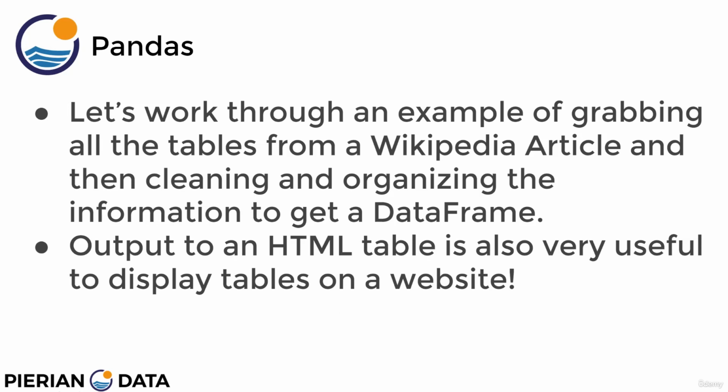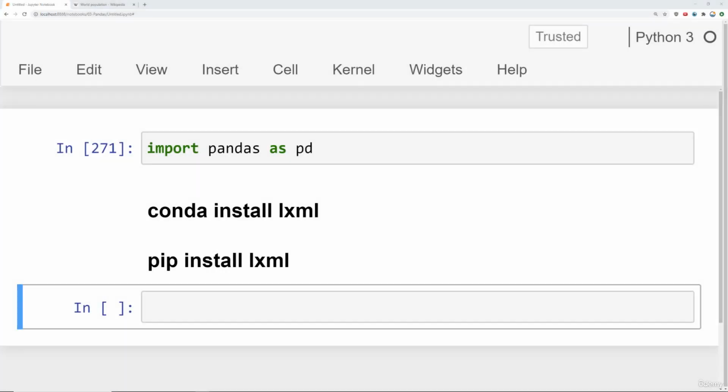Okay, so what we're going to do is work through an example of grabbing all the tables from a Wikipedia article and then cleaning and organizing the information to get a data frame. And then we'll also show you how to output a data frame to an HTML table, which is really useful if you plan to display tables on a website. Let's get started. Okay, so here I am at the Jupyter Notebook.